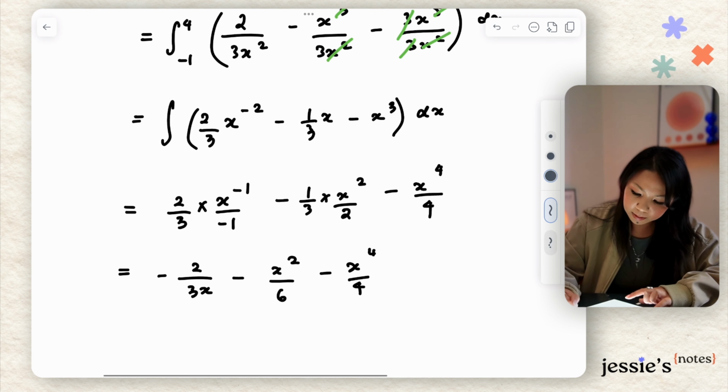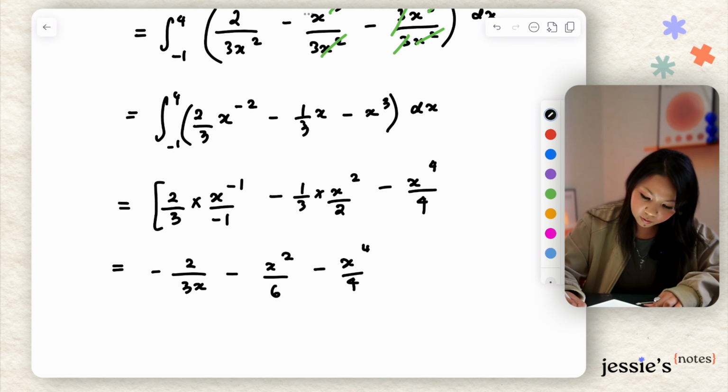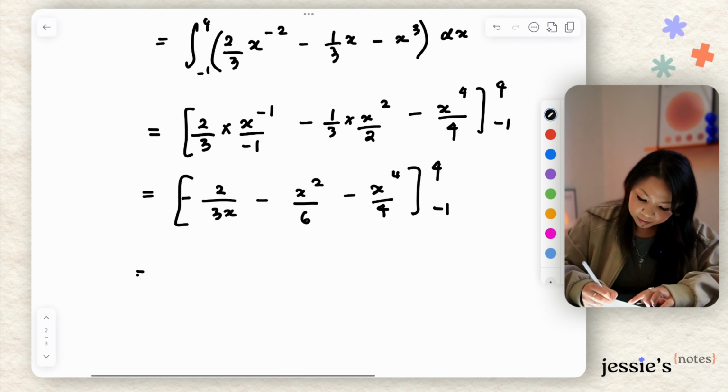Oh no, it has limits, so I actually can't do that. The limits are from 4 to -1, so we're going to do the little square bracket business and sub it in.